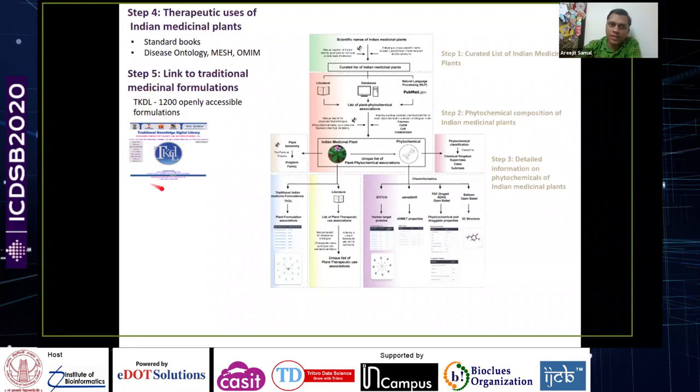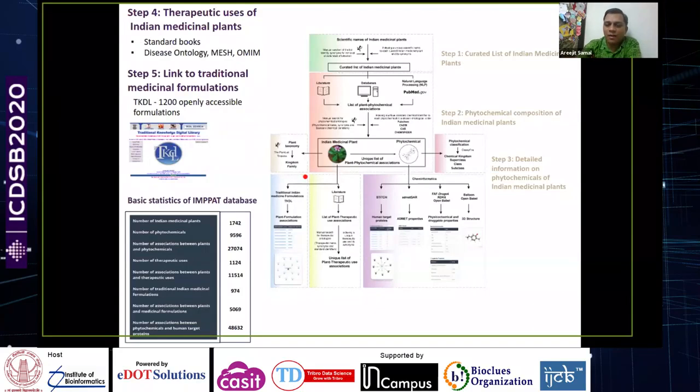There is a large project by CSIR called the Traditional Knowledge Digital Library, where they have claimed to have digitized more than 2 lakh formulations, but only 1,200 of their formulations are openly available. So we just use these 1,200 formulations from TKDL and link them to our plants if the formulations which are openly available in TKDL use any of the plants in our database. Again, we didn't want to reinvent the wheel, so we didn't link to formulations. Our primary interest was to gather the information on the phytochemicals of Indian medicinal plants.